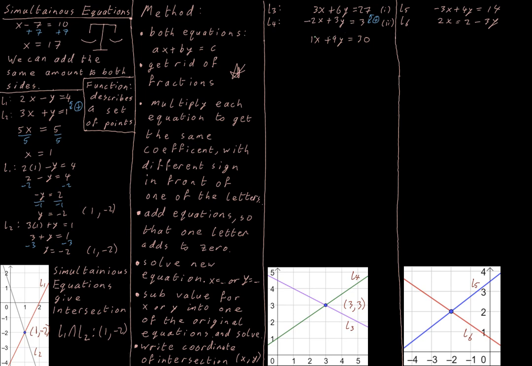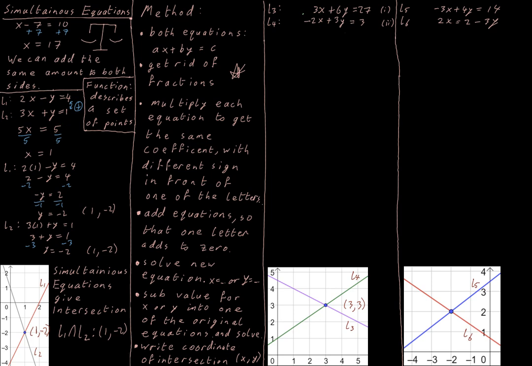I don't get rid of one of my letters. So I can't just add them like I did the last time. It won't work. So what I need to do is multiply my equations to get the same number with a different sign in front of one of my letters. And in this case, I'm going to go for x. Last time we did y. This time we're going to go for x.